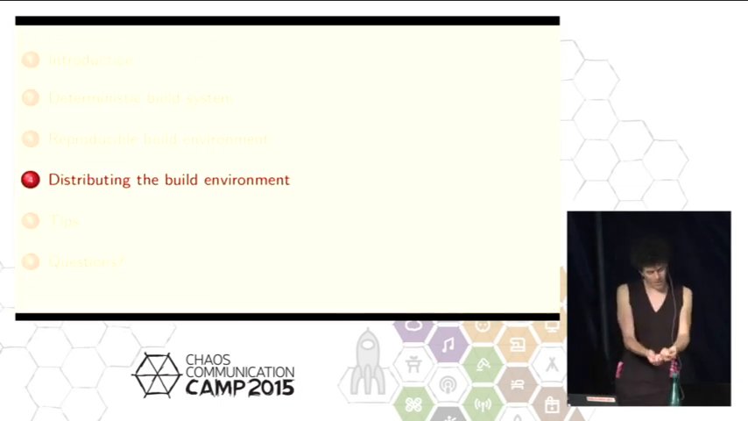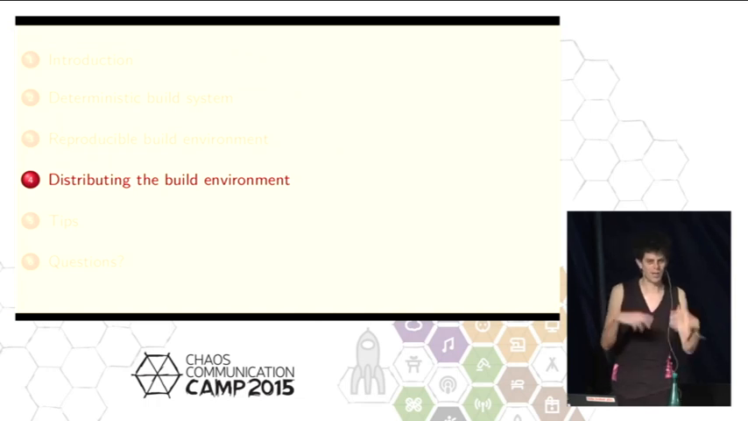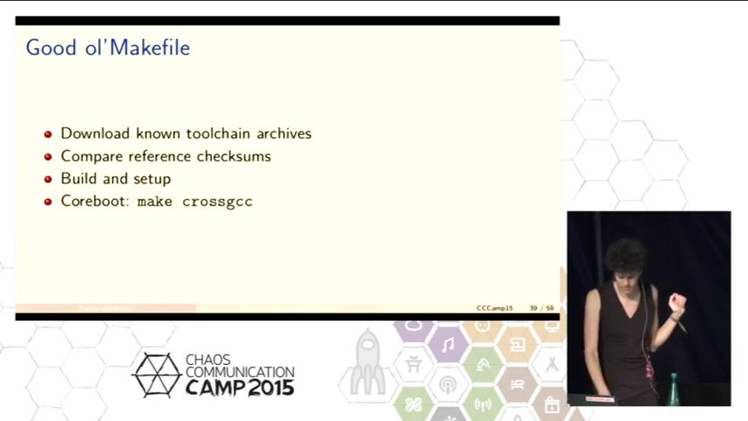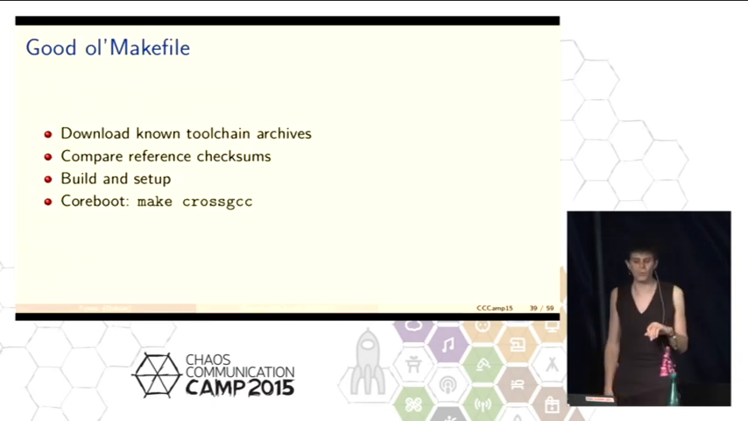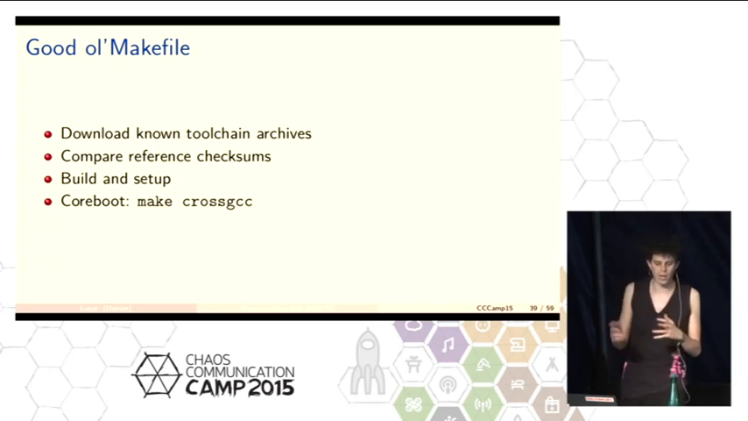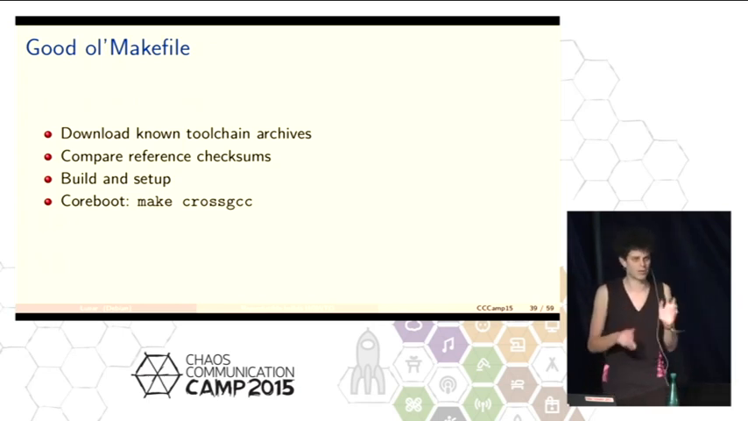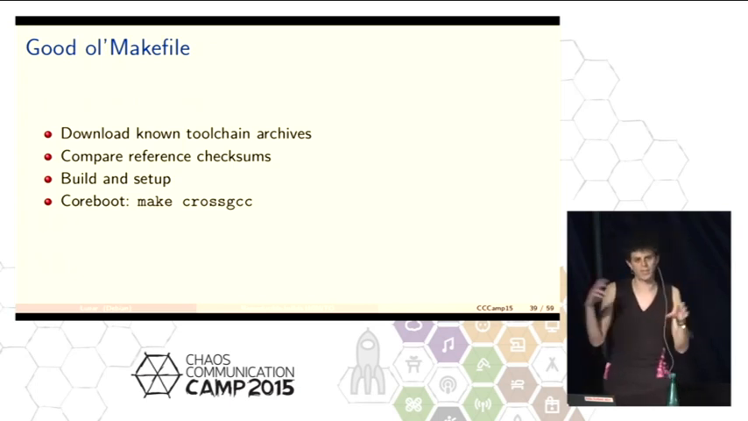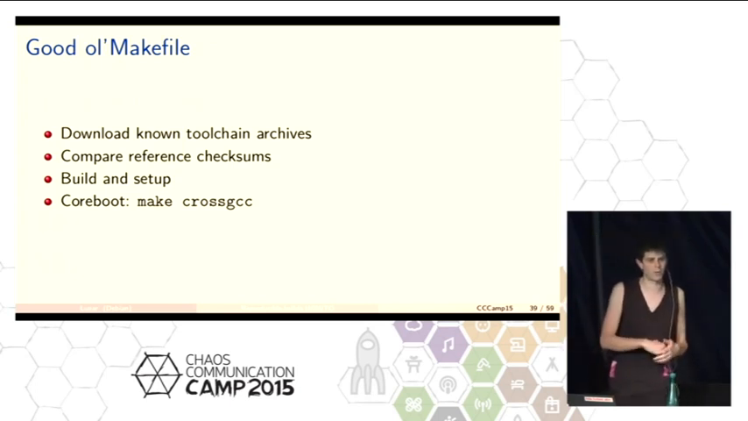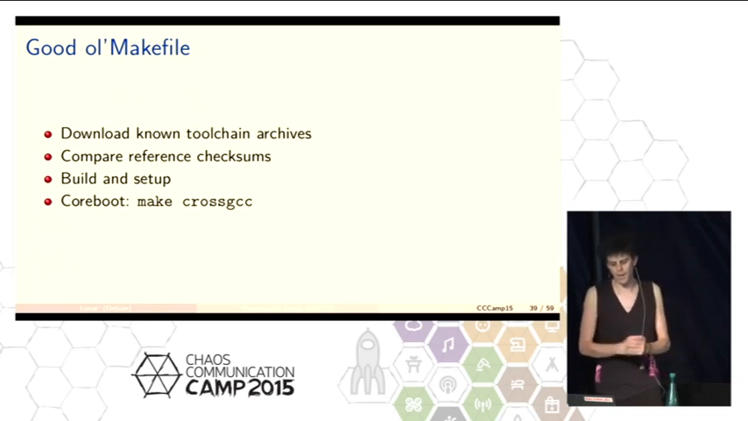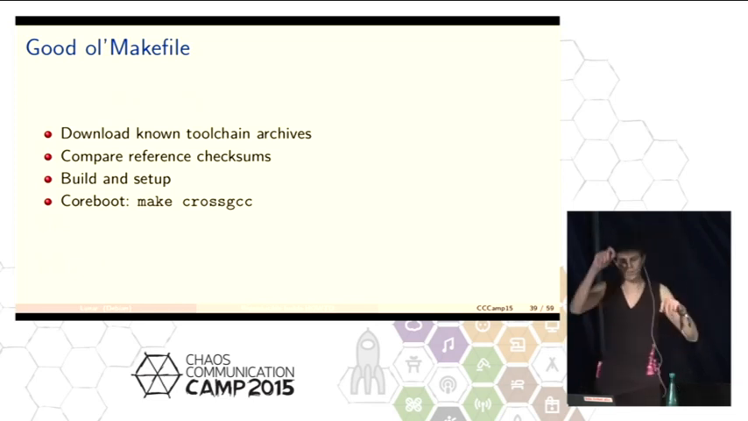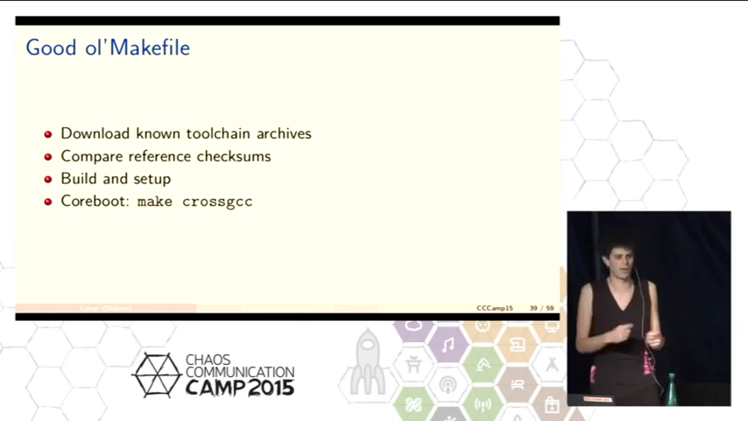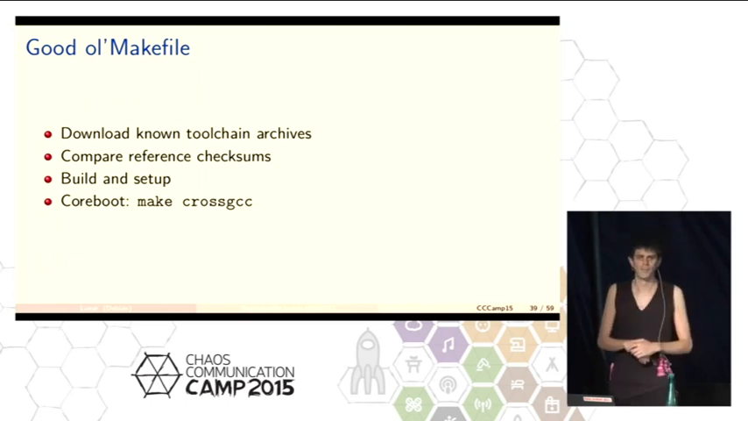Okay, so great. We now have a build environment that is defined and that we can tell people to use. How do we distribute that environment? One way is a Makefile. This is how it's done for Coreboot. You have to type make crossgcc at the beginning of the build, and it will build binutils and GCC and everything for the right architectures for the firmware you're trying to build. It does that with just a Makefile, which downloads the toolchain archives, compares reference checksums to see if the file is right, and then builds the thing and sets it up.